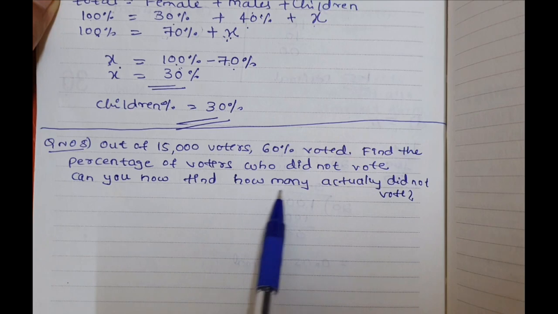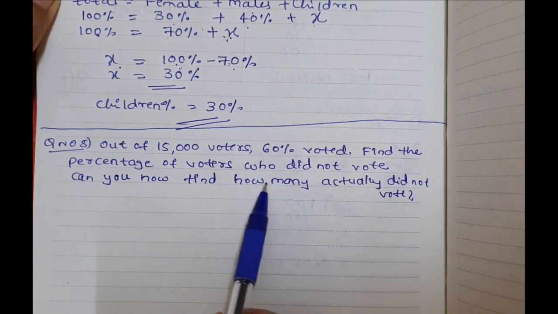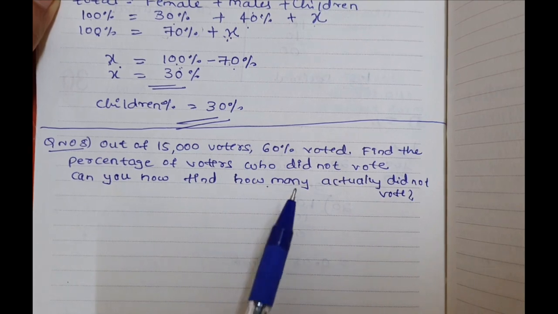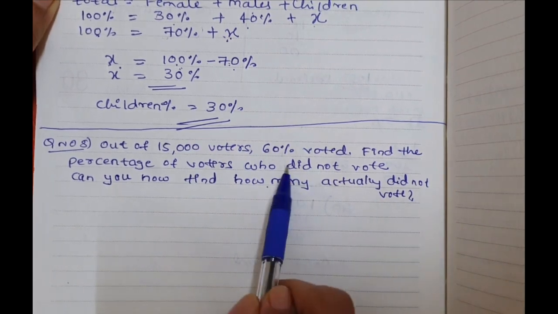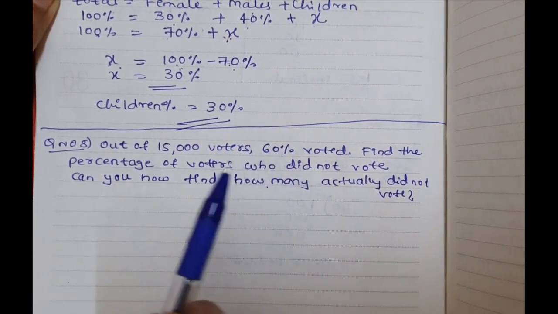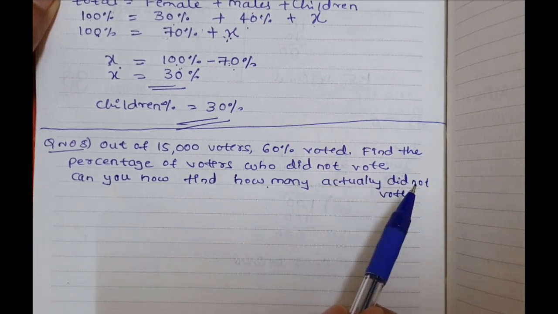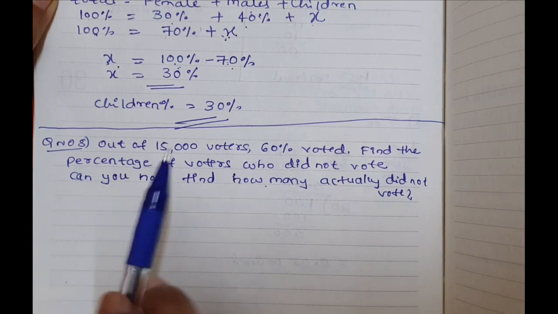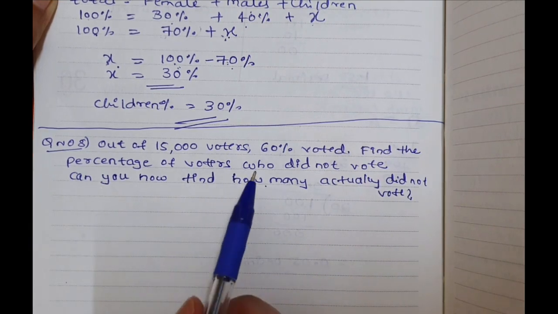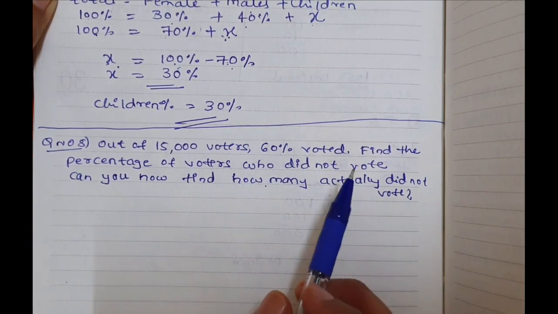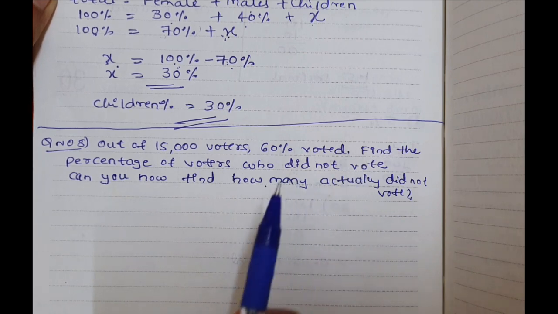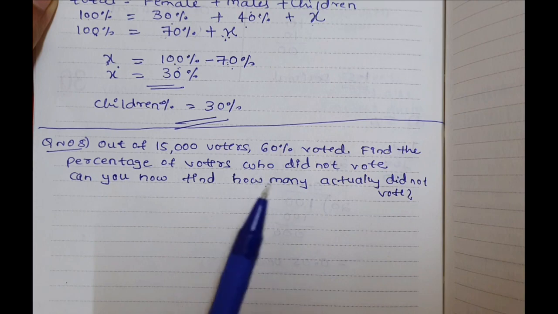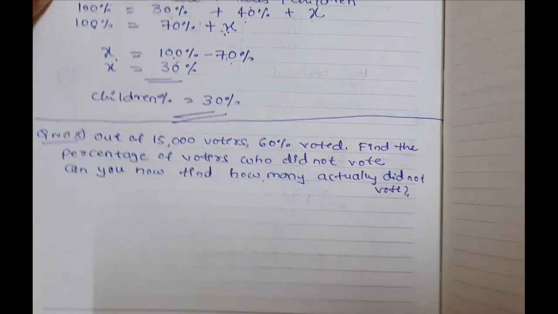Can you now find how many actually did not vote? The meaning of this is, we have to find the exact number of voters who did not vote. Or, we have to just find the percentage of voters who did not vote. So in this question, we have to find two answers. Number one is the percentage of voters who did not vote. And second is the exact number of voters who did not vote.